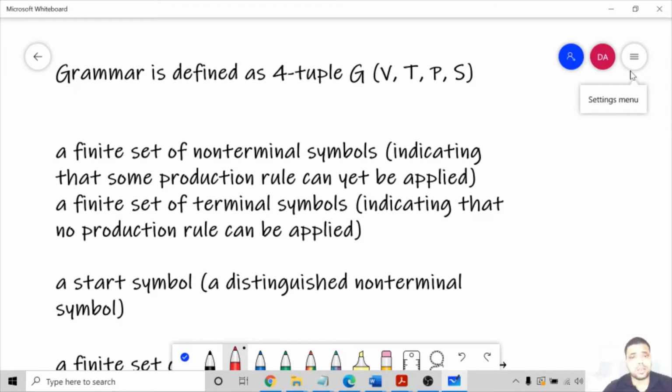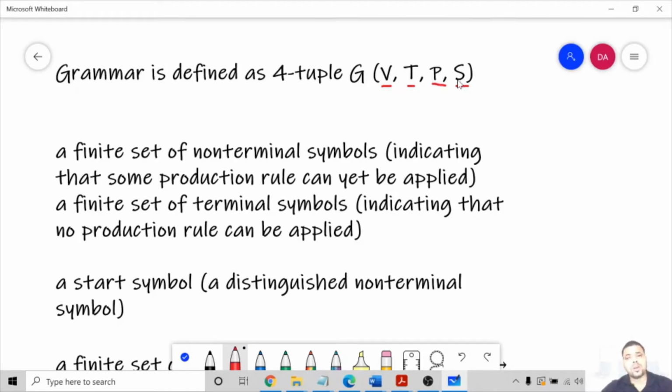So, a grammar is defined as a four tuple G, V, T, P, and S, where V is the set of non-terminals, T is the set of terminals, P is the set of productions, and S is the start symbol. Okay, so a grammar is a four tuple. V is variable or non-terminal, T the terminal symbol, P the productions, and S the start symbol.